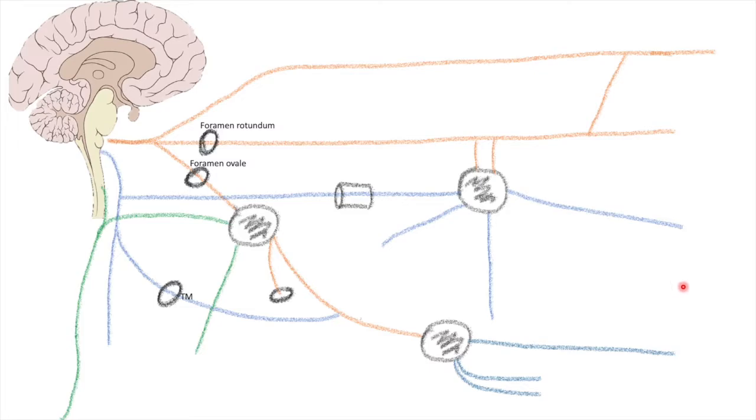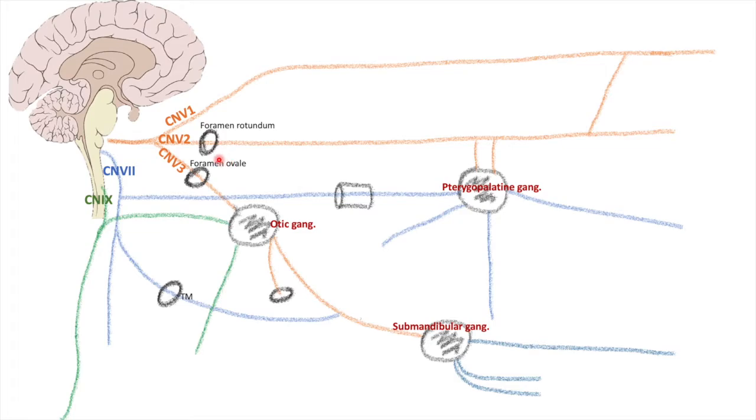The 3 main cranial nerves passing through the infratemporal and pterygopalatine fossae are 5, 7, and 9. Cranial nerve 5, trigeminal, in orange, 7 in blue, and 9 in green. The 3 parasympathetic ganglia I will be covering are the pterygopalatine, optic, and submandibular ganglion. Let's start by talking about the cranial nerve 5.